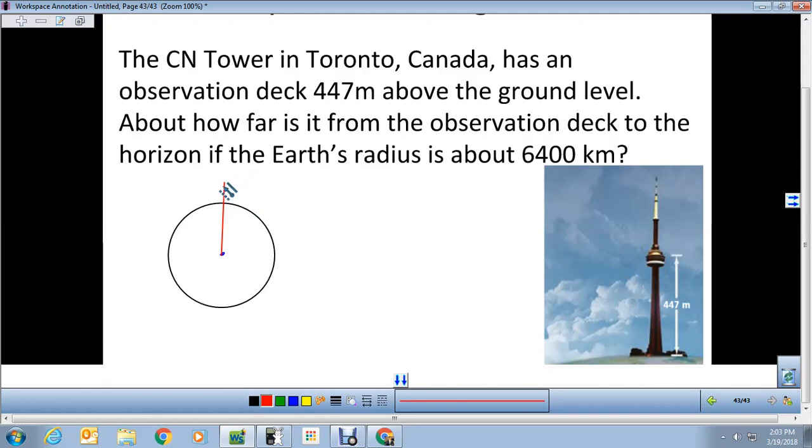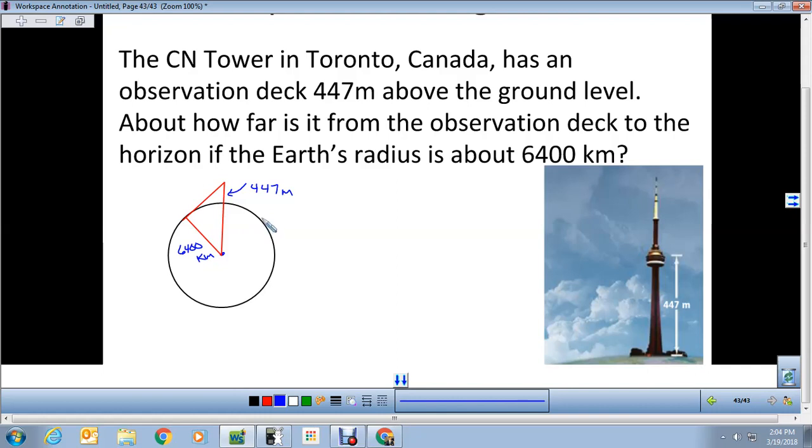Now, one thing I do want you to notice here is that as I draw this, and before we put our units in, they give us the Earth radius is 6,400 kilometers. And they give us the height of the tower is 447 meters. So this right here is our 447 meters. So in order to work this problem correctly, we need to make sure we convert into the same units.